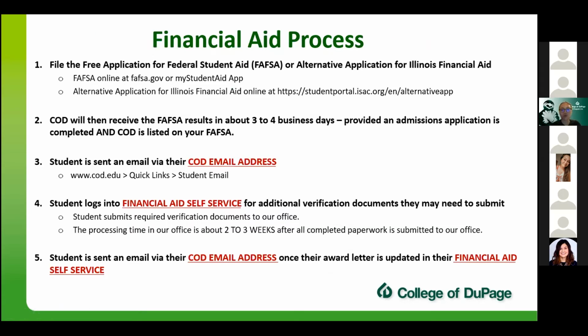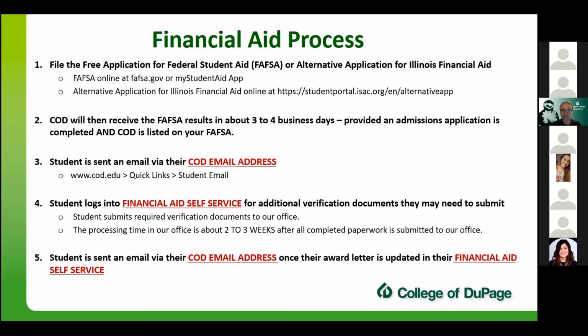Okay, so first we're just going to go over the general financial aid process. The first step to getting financial aid, if any of you guys are interested, is to apply for the FAFSA or apply for the alternative application for Illinois financial aid. Both of these can be done online. For the FAFSA, you can complete it on fafsa.gov, or they now have the cool MyStudentAid app. So instead of completing it online, you can download the app on your phone and complete it that way too, if it's easier. And for the alternative application, that one is just specifically online for now. We have the links here, and we can also link it in the chat later on tonight.